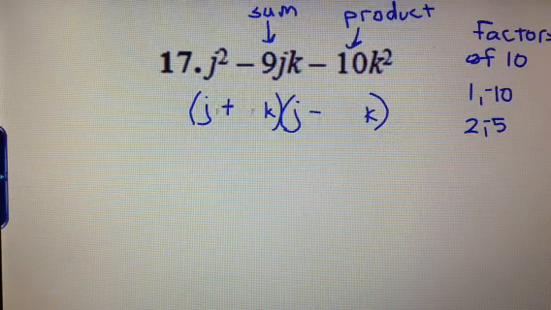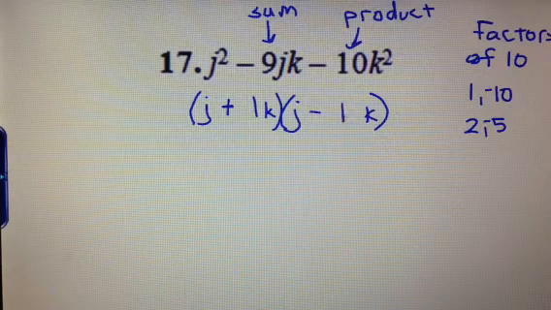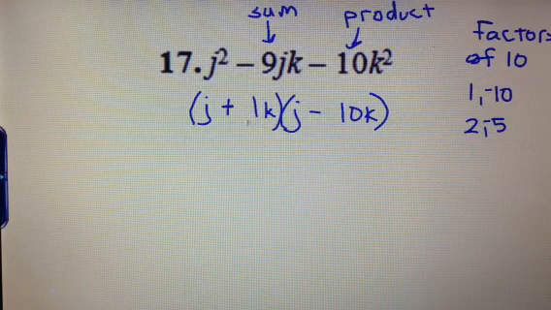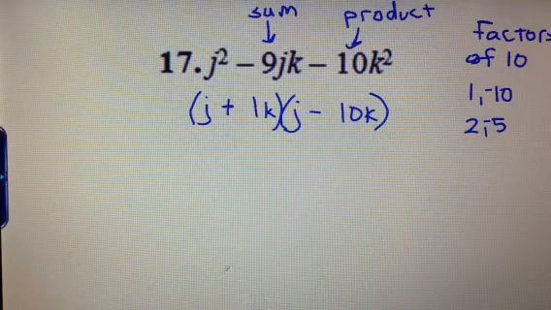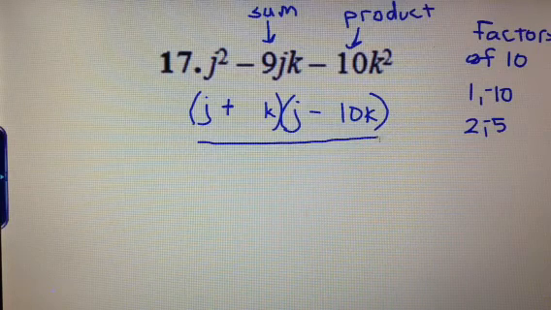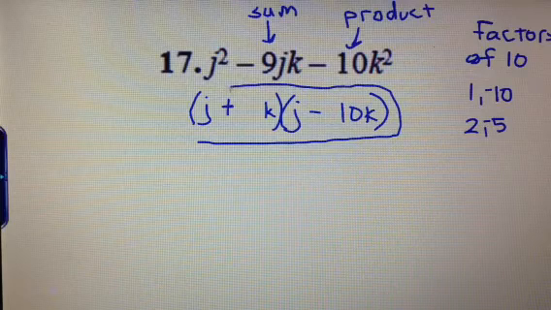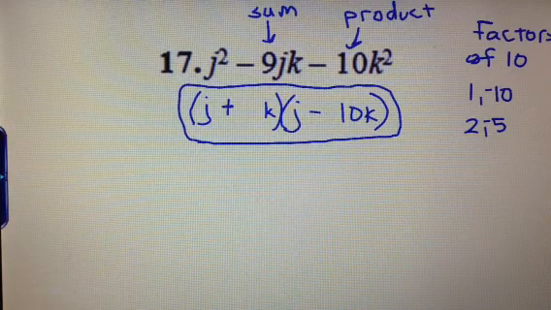So it would be j plus 1k and then j minus 10k. And we know when we have a coefficient of 1 that that is, in fact, optional. So we don't need it in our final answer. Just like the others, we're allowed to check this using the FOIL because it's a binomial times a binomial.